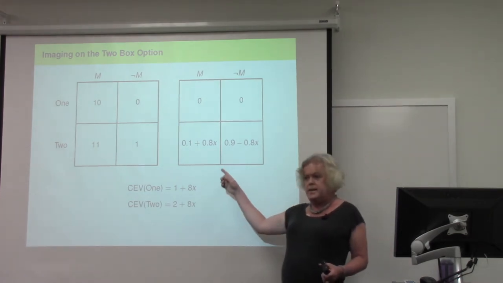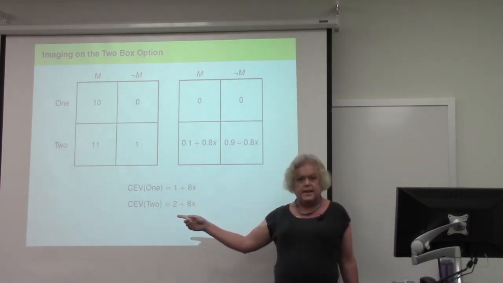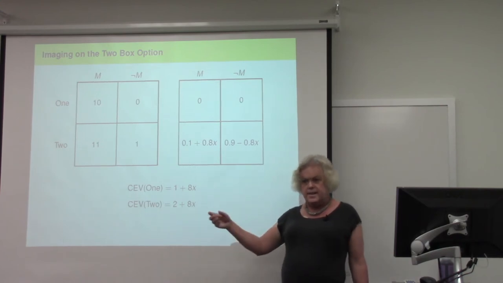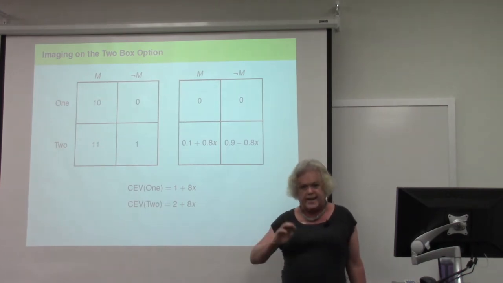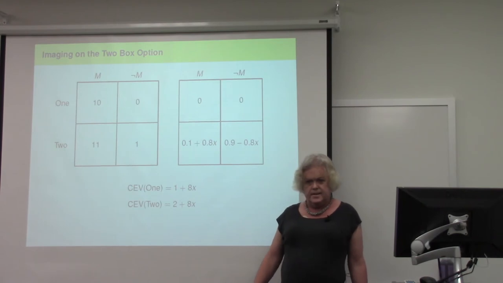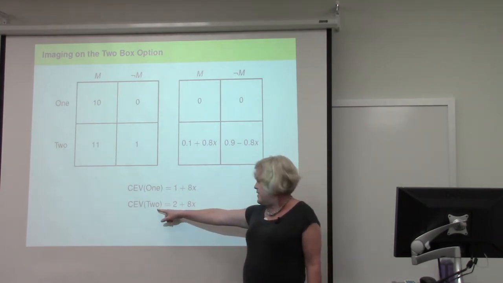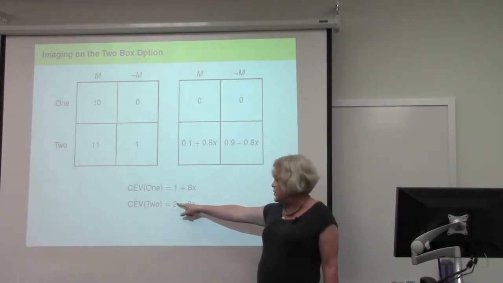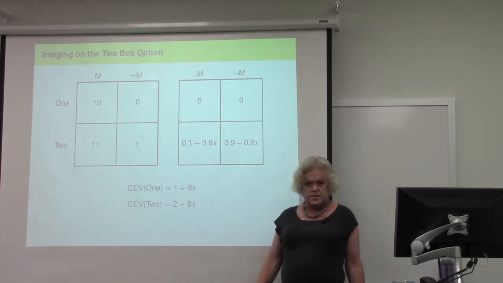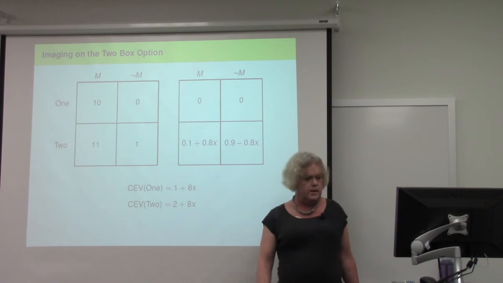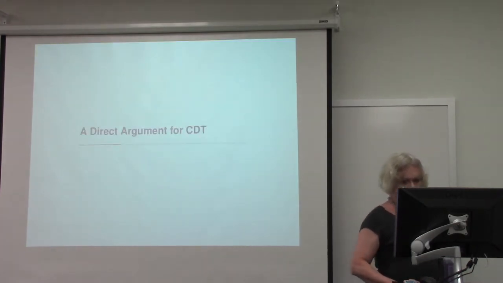And this is the way that the imaging method underwrites the dominance argument. The claim is now, look, it doesn't matter what x is. The expected value of the two-box choice is always 1 greater than the expected value of the one-box choice. And that's why we should take both boxes.